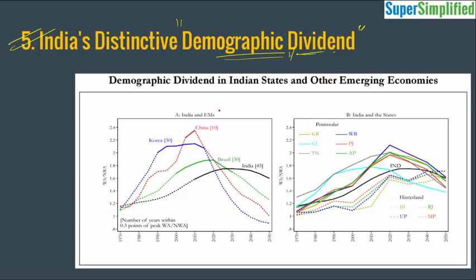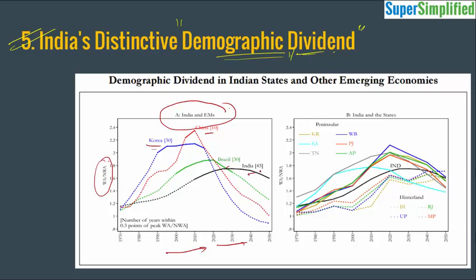So in graph 1, we are comparing India with other emerging markets. We are comparing with Korea, China, Brazil. On the y-axis you have the working to non-working age population. On the x-axis you have the years. So you can see that Korea reached the peak of its demographic dividend somewhere around the 1990s to 2010. That is a 20 to 30 year span, right? So they were on the peak. And similarly for China, it was in the 2000s, we can say.